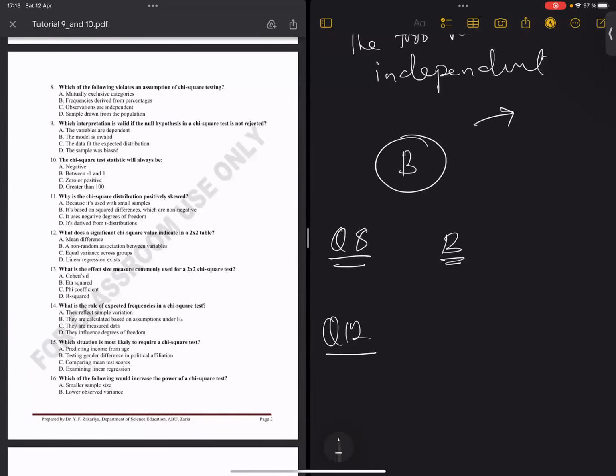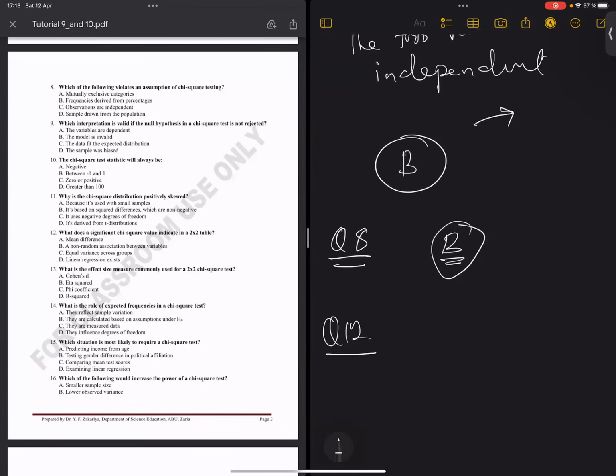Excuse me, sir. Yes, go ahead, please. This number 8, which is the correct answer? Is it B or C? I've written it there. It is B. Can you see my board? It is B, which says that frequencies derived from percentages. Thank you, sir. It violates the assumption of chi-square that says frequencies must be counts. Thank you, sir. Noted.